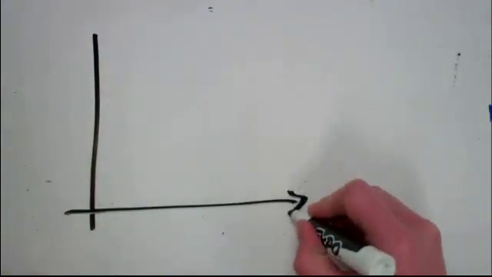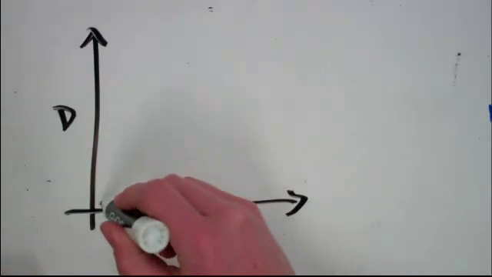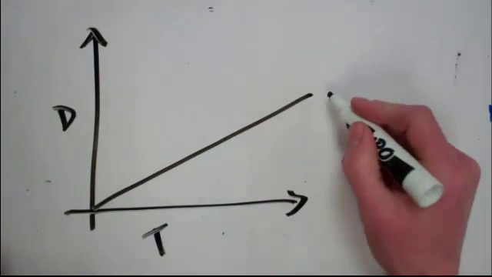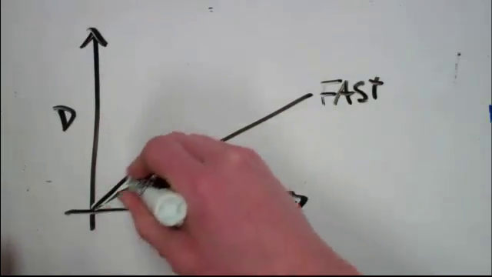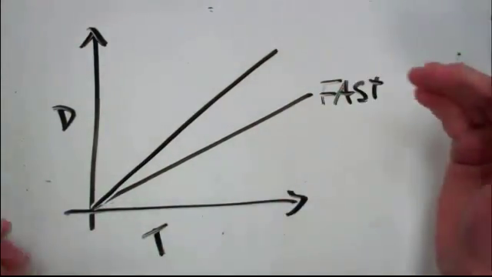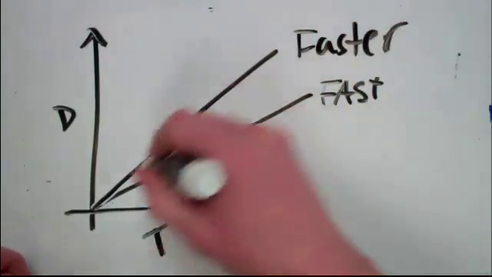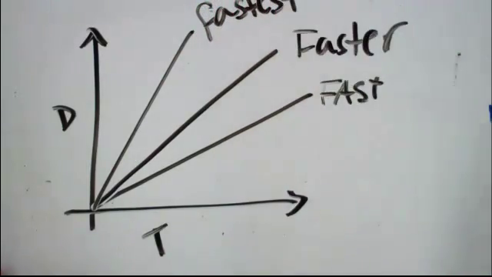Here's our graph again. Our distance, our time. A positive slope like this shows that we have a positive velocity, right? This could be a car going pretty fast. This car right here, because it has a steeper slope, is going faster. And this car right here is going the fastest of all 3. So that's one way we can use a graph to see how fast something is going.